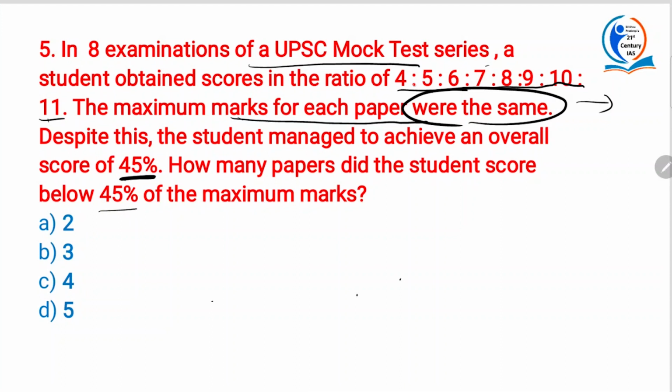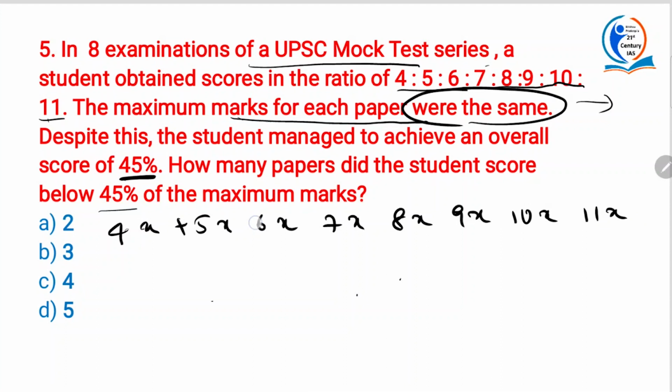So in absolute terms, let the scores be 4x, 5x, 6x, 7x, 8x, 9x, 10x and 11x. So the total marks would be the summation of these, no? So 11x plus 9x is 20x, 20x plus 10x is 30x, 30x plus 6x plus 4x is 40x, 40x plus 7x plus 8x is 15x. So 40x plus 15x is how much?